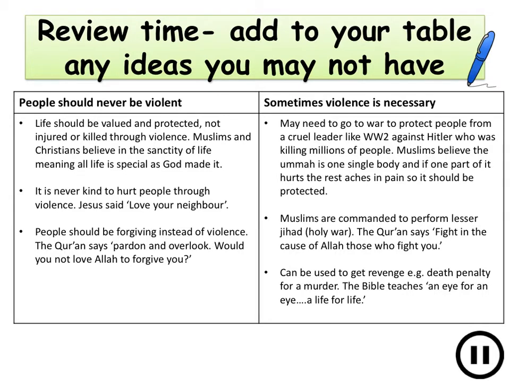Here are some potential ideas that you could have had. If you're missing any of them, make sure you add them to your table as we go through them. So we'll start off with reasons why people should never be violent, which is probably the easiest side of the argument to look on. First of all, life should be valued and protected, not injured and killed through violence.